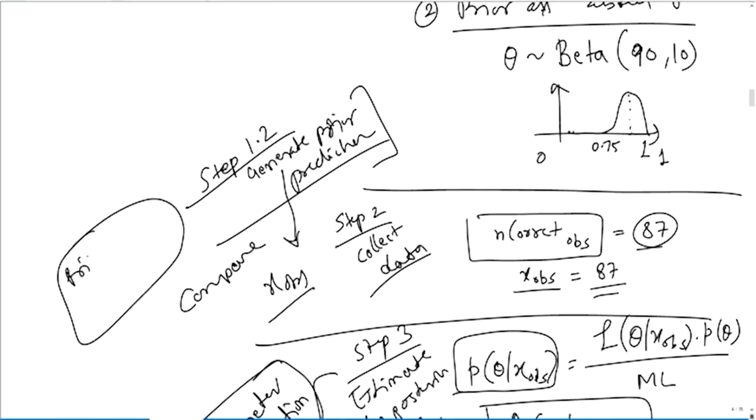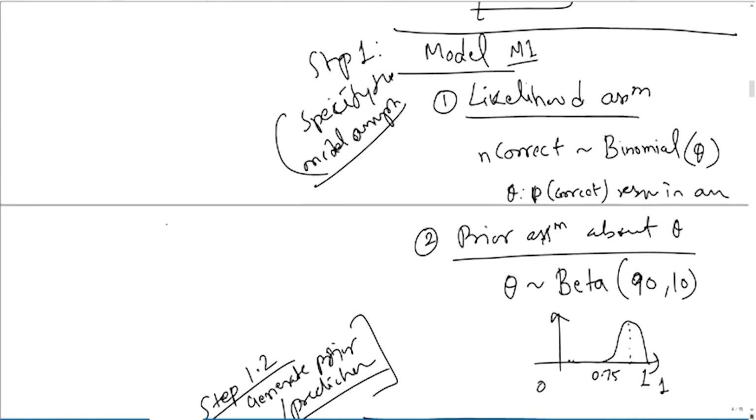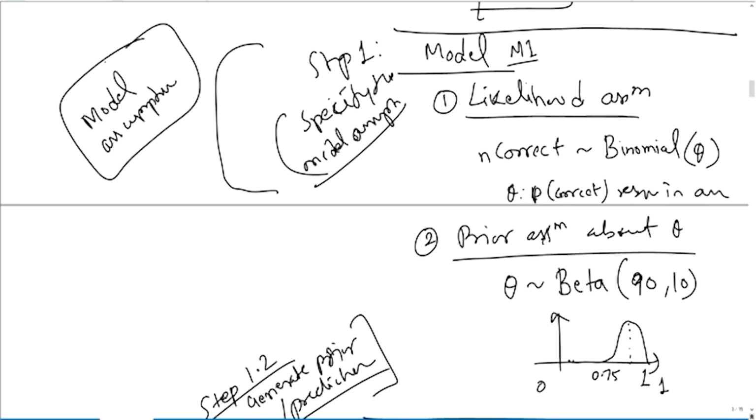So, this is prior predictive checks. By the way, prior predictive checks can also be used for an approach called region of practical equivalence. We will see that later on. And this is specifying the model. Okay. So, model assumptions, specifying the model assumptions.